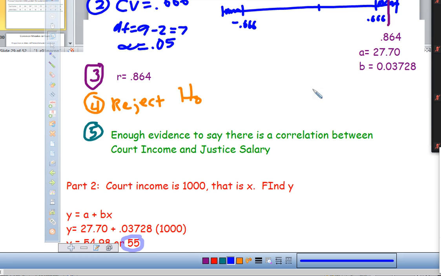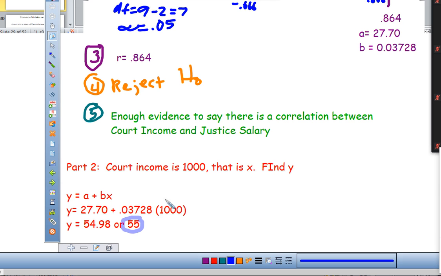So I grab it from here. A is 27.70. B is 0.0328. Because I rejected H naught, then I can use this. If I didn't reject H naught, then I would just use the average Y. I'd find my Y bar from StatCalc. So here I'm going to put in 1,000 for X, and I end up getting Y is 54.98 or Y is 55.